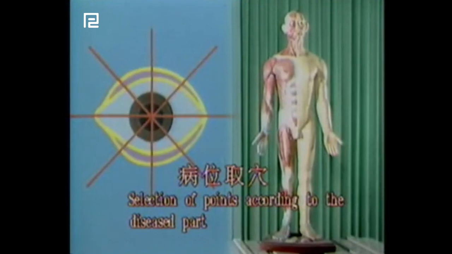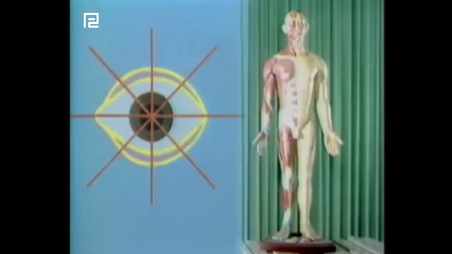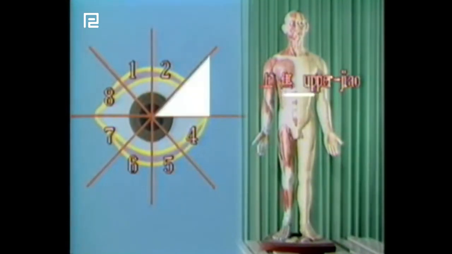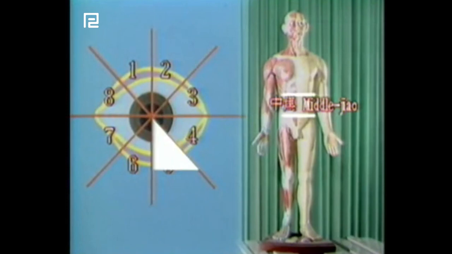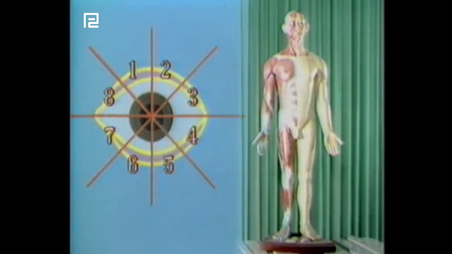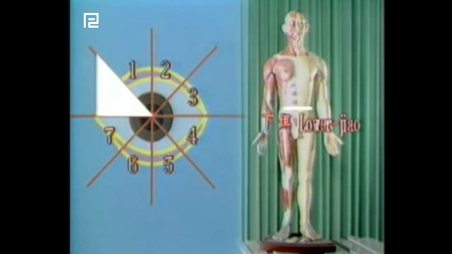If the disease site is located in the area above the diaphragm, the shangjiao part should be selected. If the disease site is in the area between the diaphragm and the loin, the zhongjiao part should be selected. If the disease site is in the area below the loin, the xiajiao part should be selected.